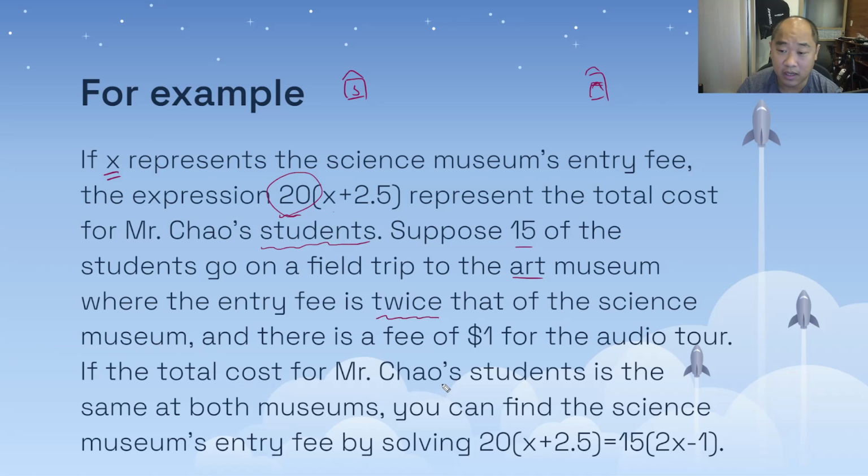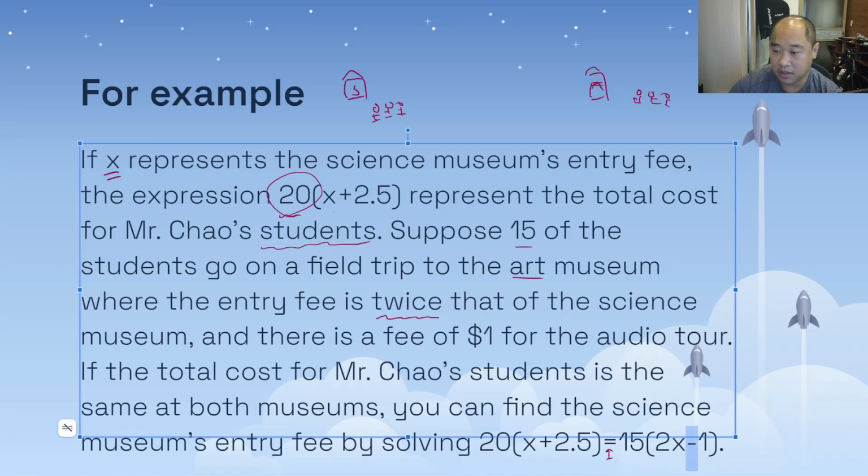If the total cost for the students is the same at both museums, so for the kids who are going to the Science Museum and the people that are going to the art museum, those costs are the same, then we can put an equal sign in between those two expressions. This is supposed to be a plus. All right.